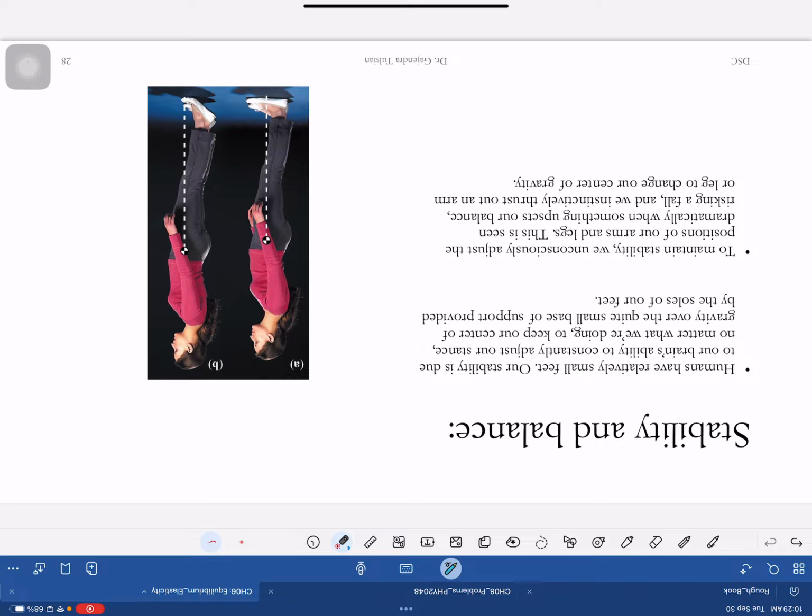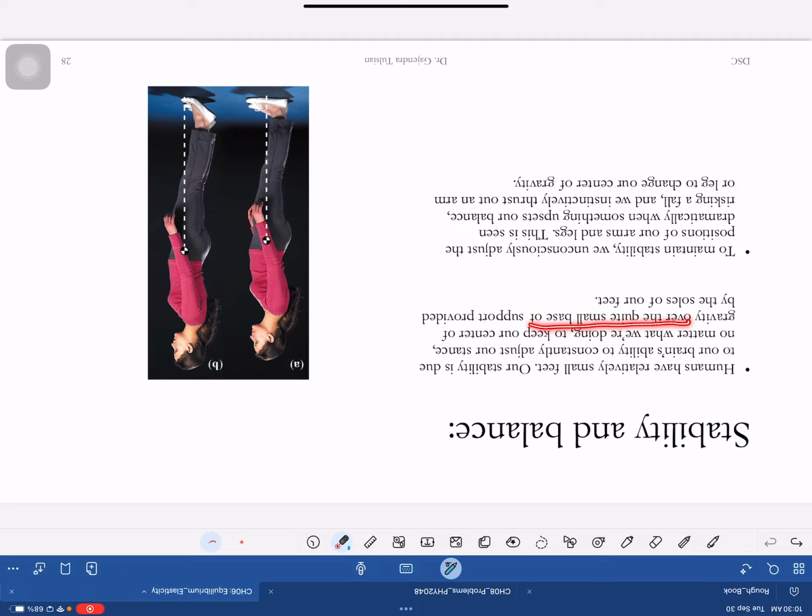And so you have to constantly adjust your body. So if somebody pushed this lady from the back, what would happen? The center of mass was going that way, and what would she do? She would push her arms back to try and bring her center of mass back in spot. Humans have relatively small feet. Our stability is due to our brain's ability to constantly adjust our stance. So till kids learn that, they have a hard time walking, and it takes them about 9 months to a year to learn that.